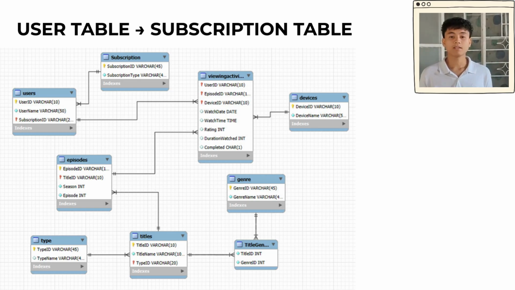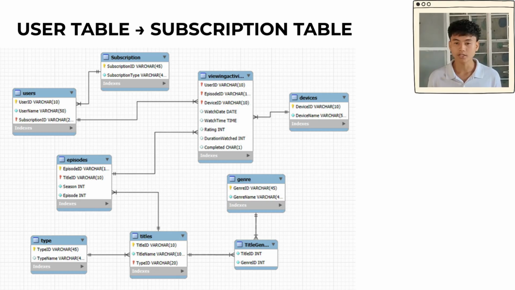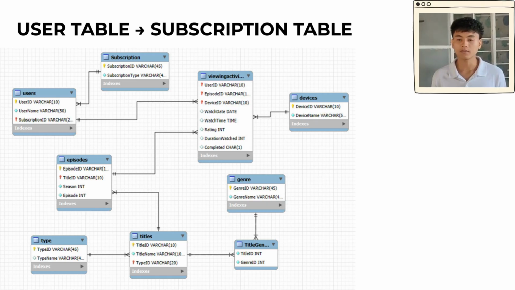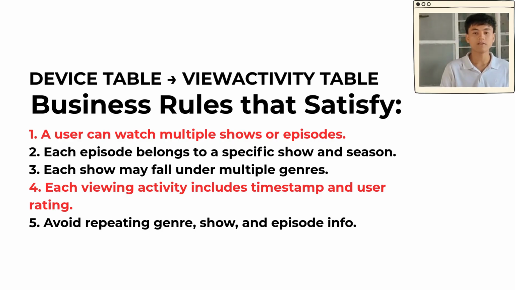The devices table is related to the viewing activity table through the device ID, forming a one-to-many relationship where a single device, such as a laptop, smartphone, or smart TV, can record many viewing activities, but each viewing activity is associated with only one specific device. This setup ensures that when a user watches multiple shows or episodes, the system can accurately track not only what was watched, but also the device on which it was viewed.